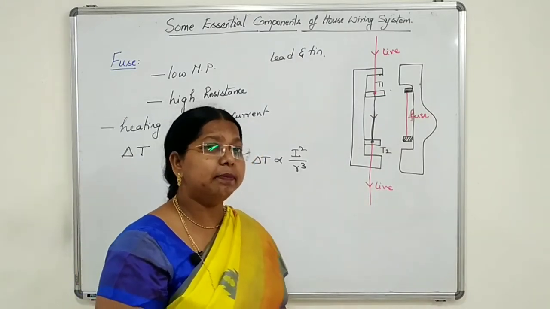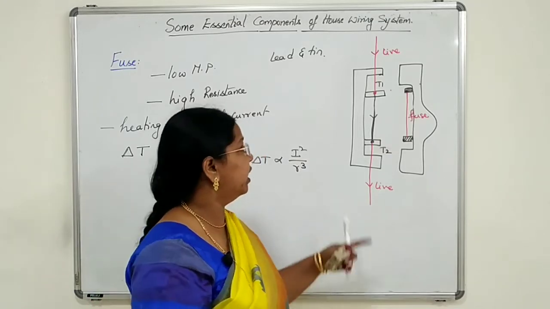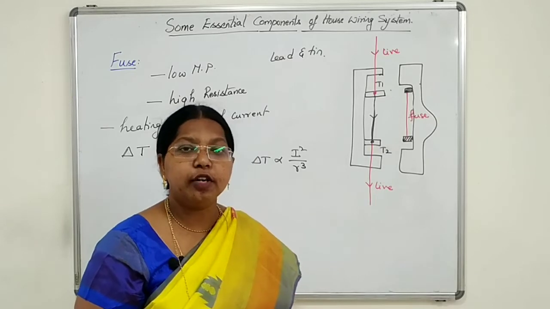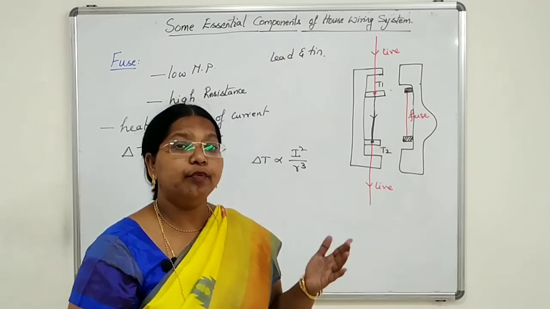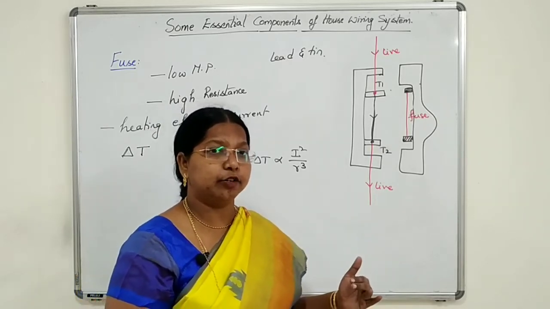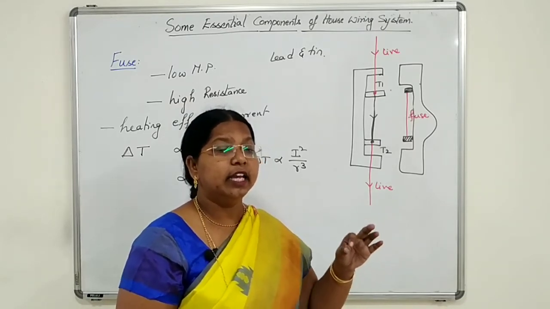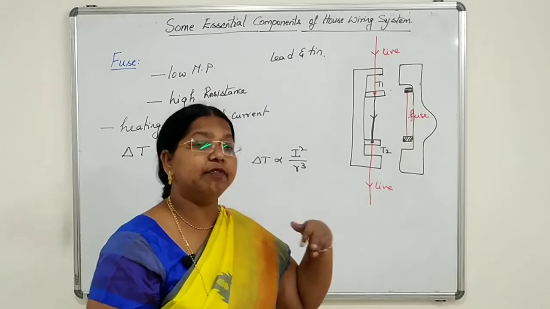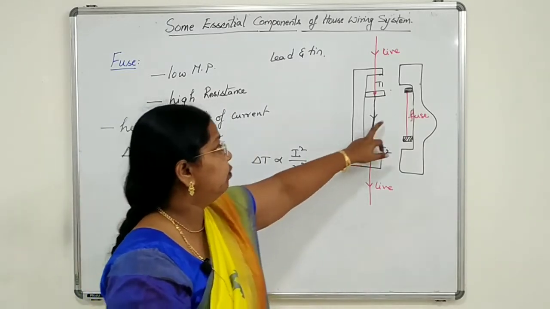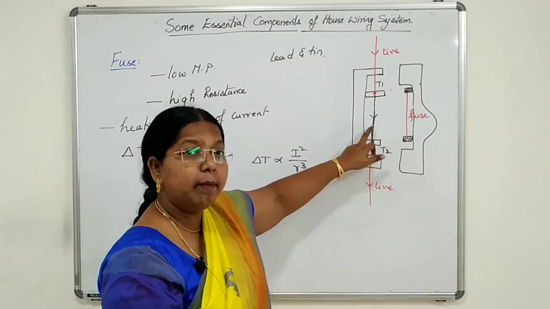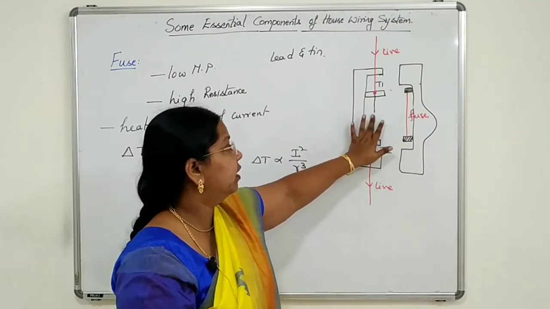So what is the purpose? Why did we keep all this set up here? To safeguard the circuit and also the appliances which are connected in that circuit. It will allow only a limited current. If it exceeds, this fuse wire which is connected between these two terminals will melt and break.